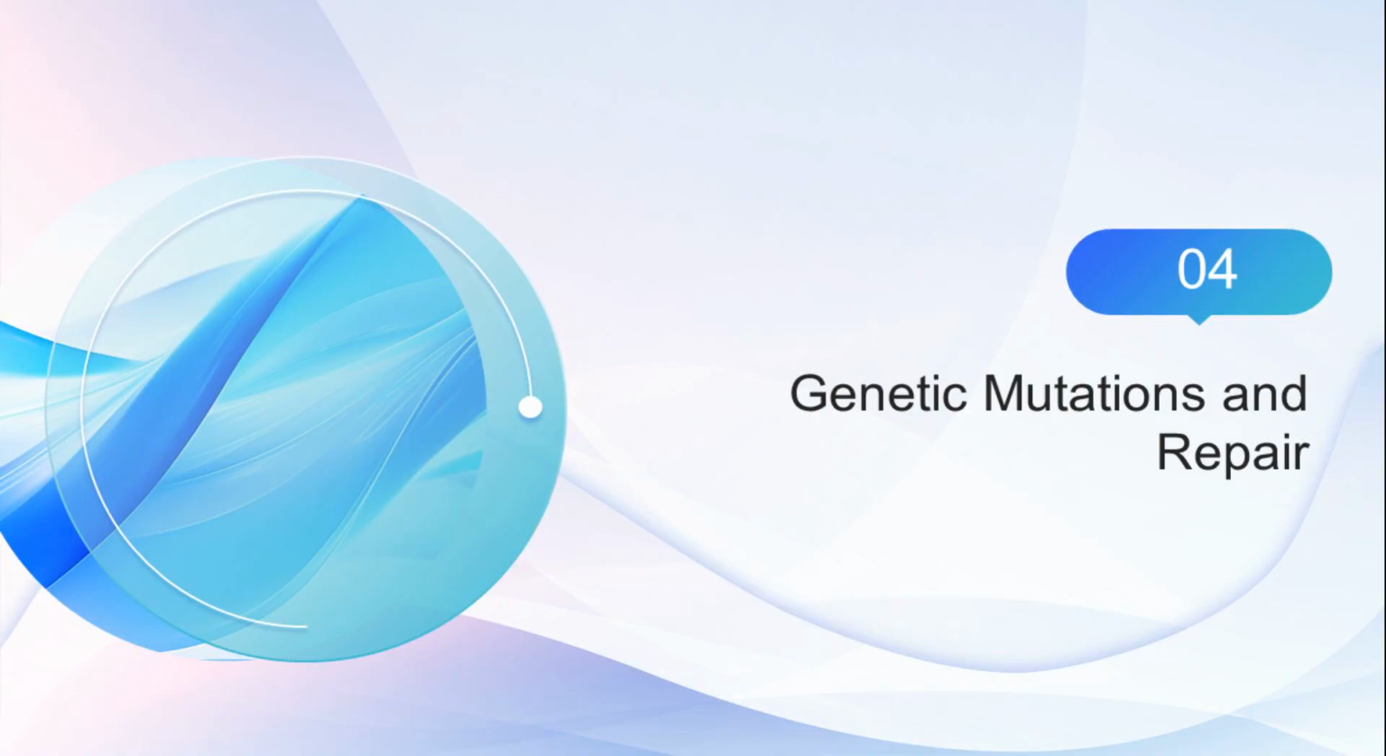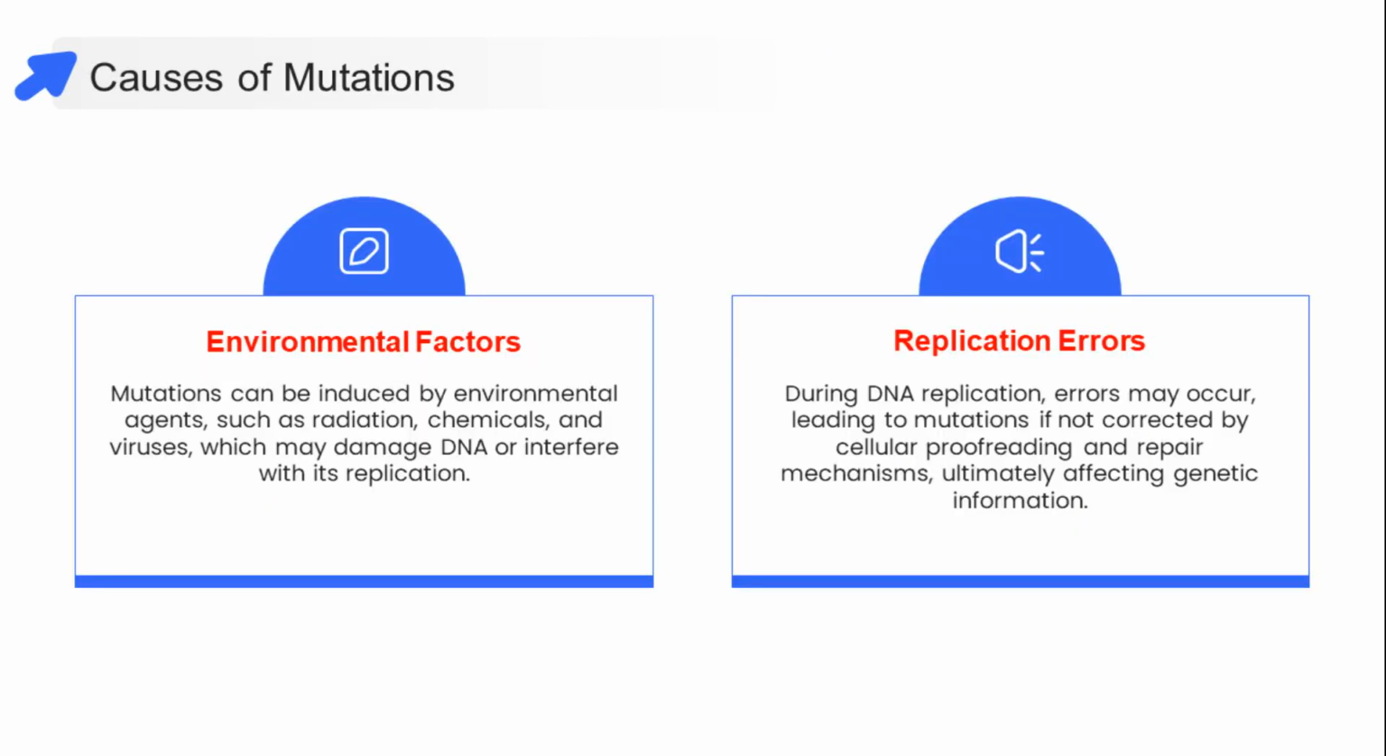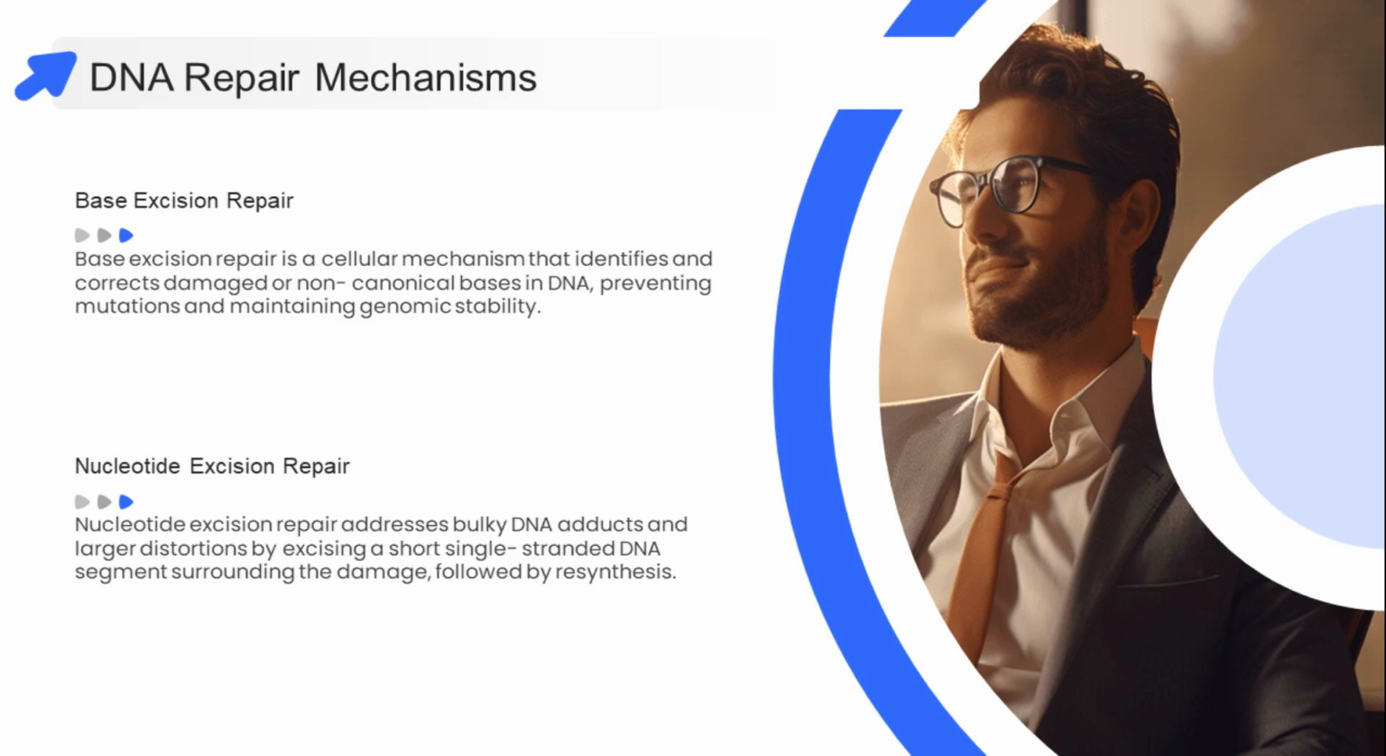We'll now examine genetic mutations and the body's mechanisms for repairing them. Understand the different types of mutations and their potential impact on genetic information. Explore the environmental factors and replication errors that can lead to genetic mutations. Learn about the cellular mechanisms that repair DNA, maintaining genomic stability.